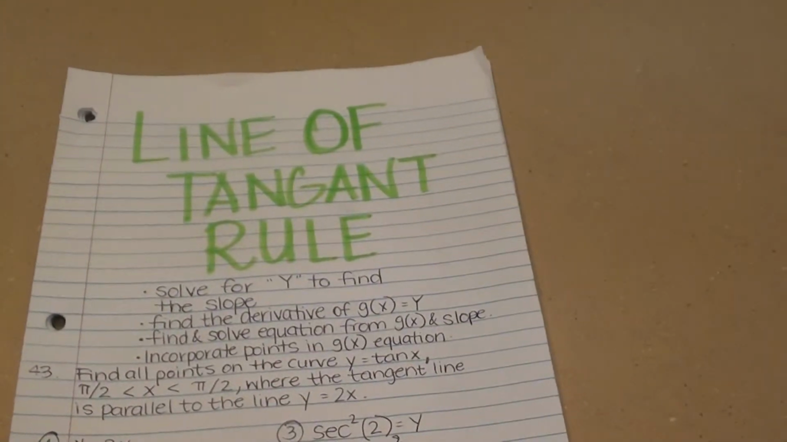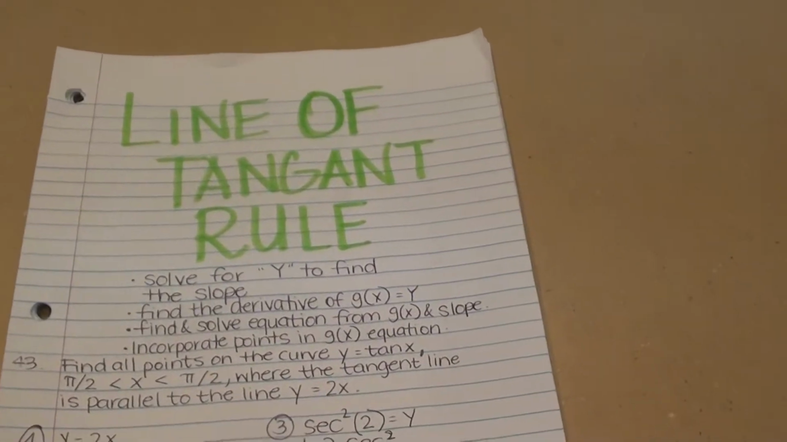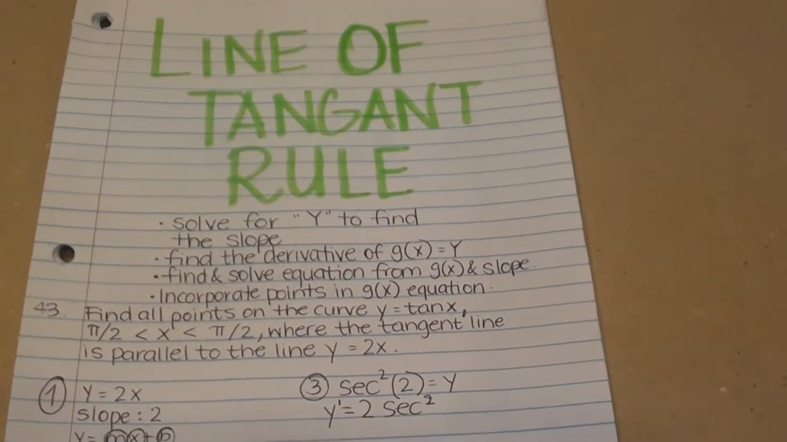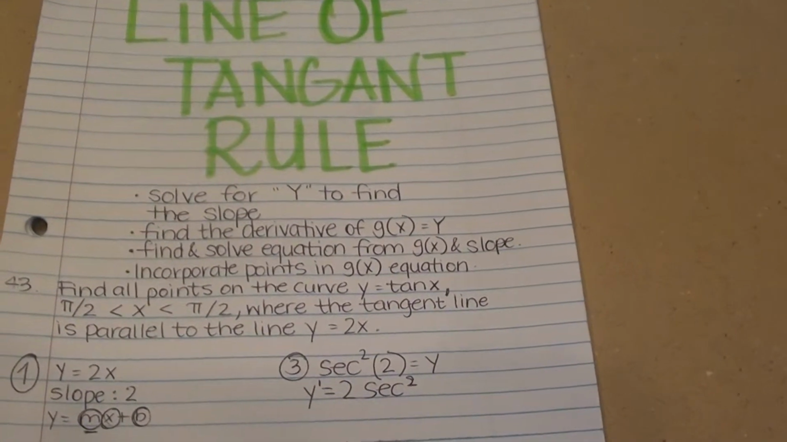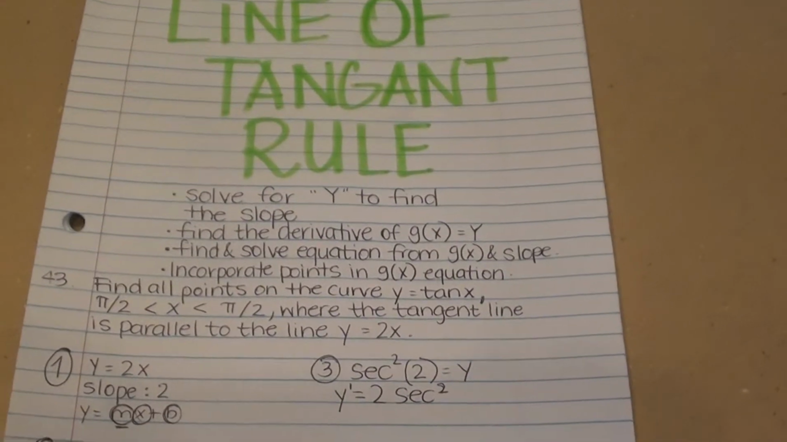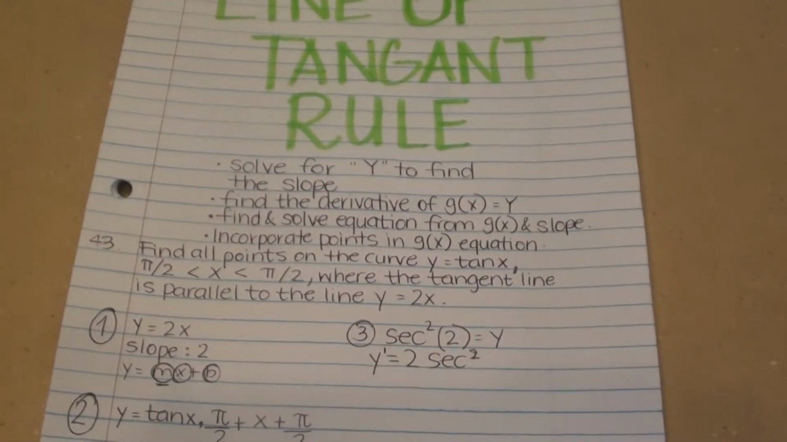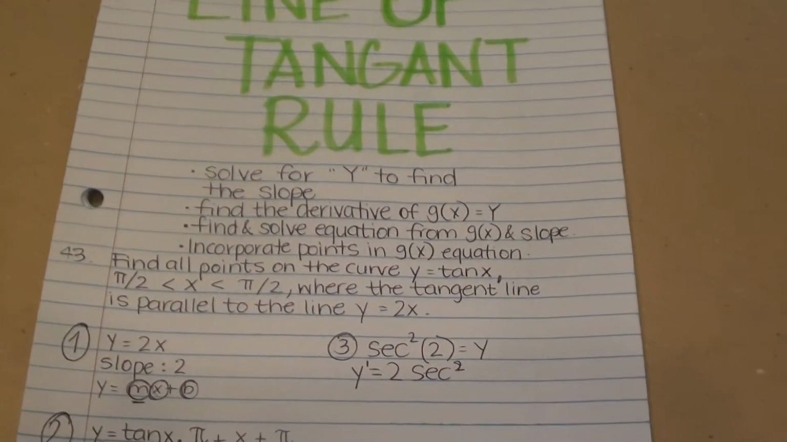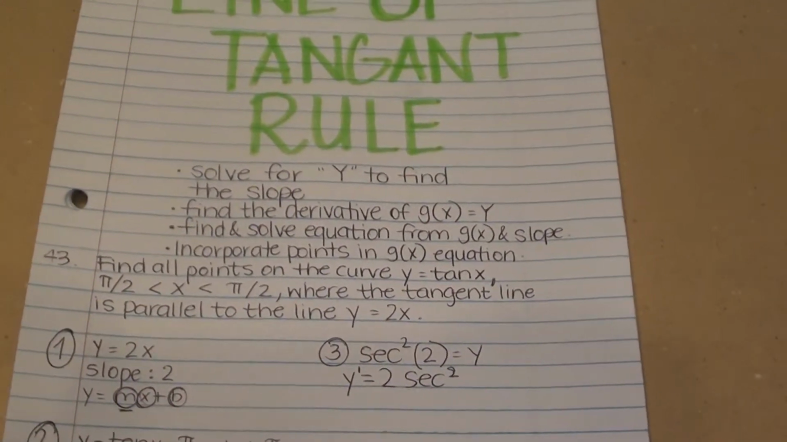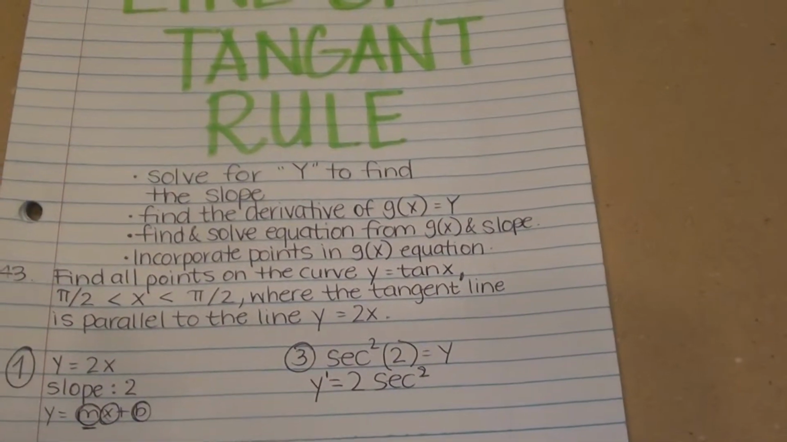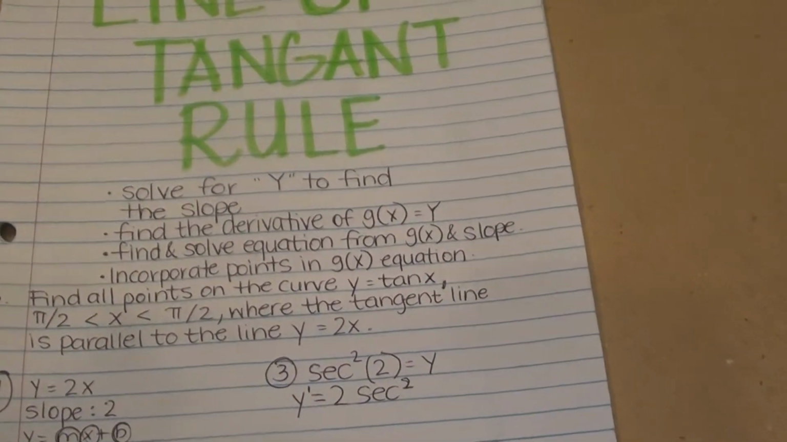Okay, the next rule is the line of tangent rule. Basically what you're going to do is solve for y to find the slope, and then you're going to find the derivative of y, and after that you will find the values and solve for the equation from the y equation and the slope. After that, you're going to incorporate points into the y equation.